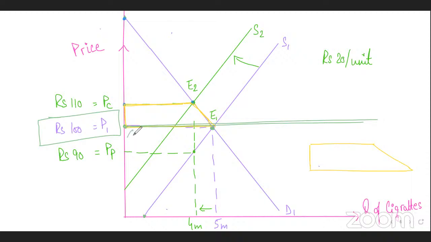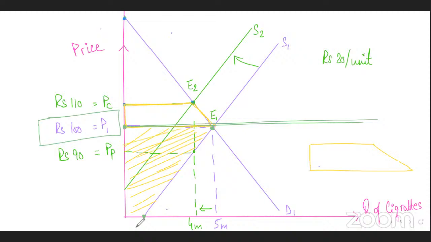So this entire region isn't technically a full-fledged triangle. It's some other polygon. But okay, let me draw a neater one. Now this entire region between these points, this area here, in fact, let me use yellow color because that will differentiate. So this entire area here was your producer surplus. Any confusion about it?